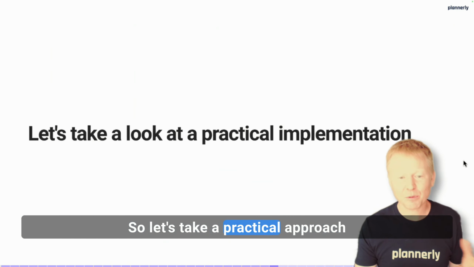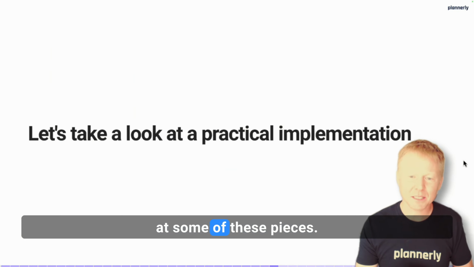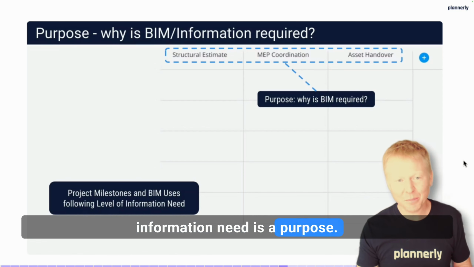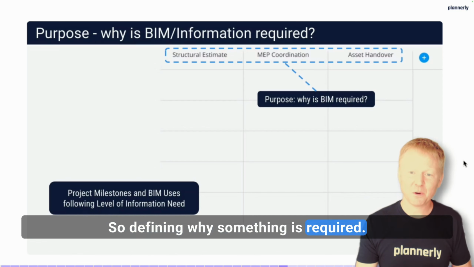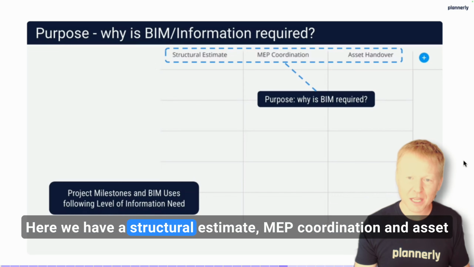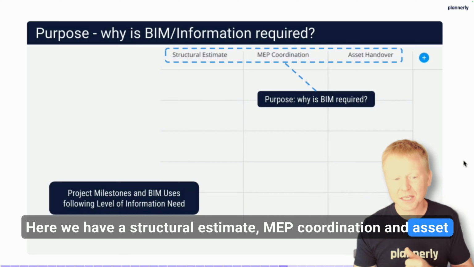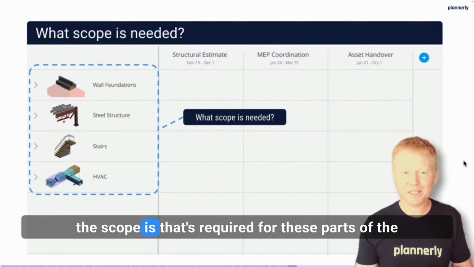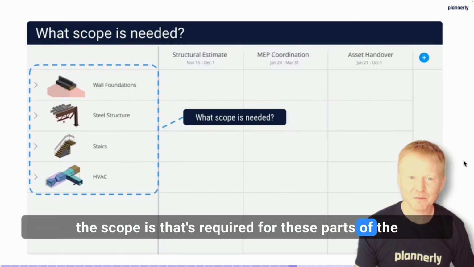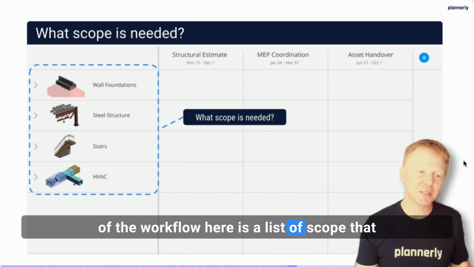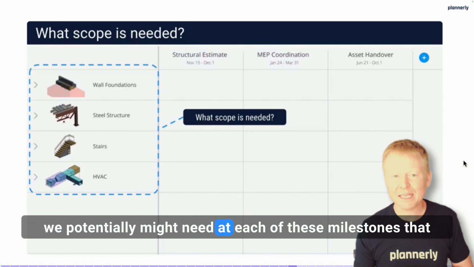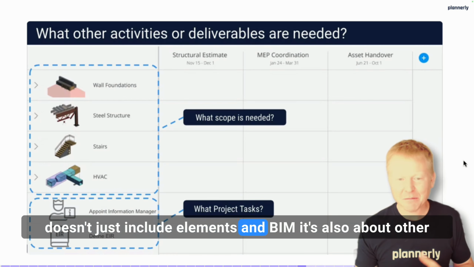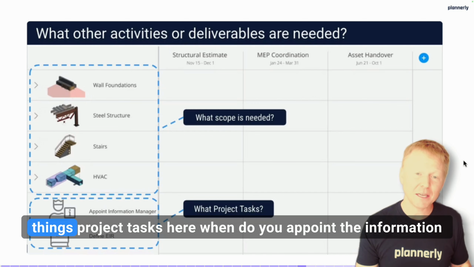So let's take a practical approach at some of these pieces. The first part in level of information need is a purpose. So defining why something is required. Here we have a structural estimate, MEP coordination, and asset handover as milestones. And then we need to understand what the scope is that's required for these parts of the workflow. Here is a list of scope that we potentially might need at each of these milestones. That doesn't just include elements and BIM. It's also about other things, project tasks.